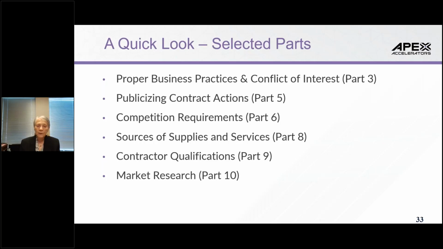Contractor qualifications is Part 9. I recommend reading Part 9. I repeat, I recommend reading Part 9. It's very important if you're the contractor. Part 10 covers market research. You will see the government put out notices that they call requests for information. Sometimes they'll put out draft solicitations or solicitations with draft statements of work. Part of what they're doing in some of these cases is doing their market research.